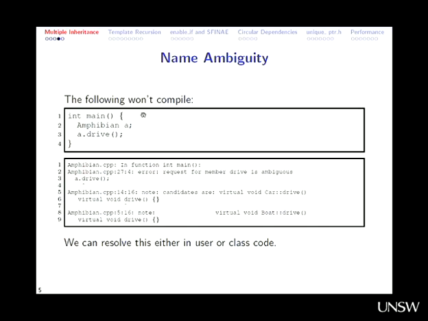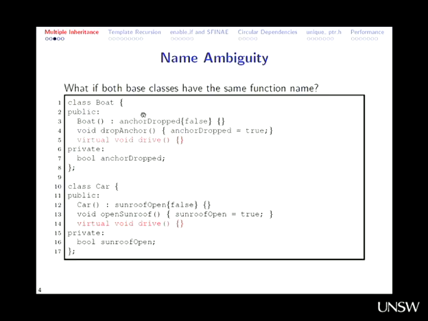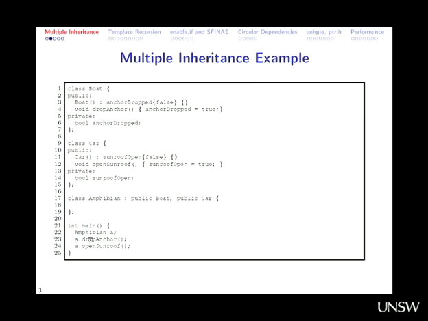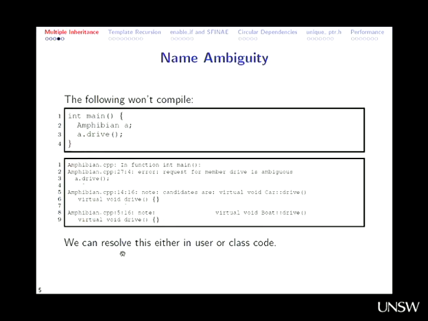So the following code won't compile. What we had two slides earlier was we could happily call a.drop_anchor and a.open_sunroof. That was fine. This a.drive won't compile now. And the error message is quite clean: the request for the member function drive is ambiguous. Okay? Because it has two drive functions. It's inherited the drive from car, and it's inherited the drive from boat.